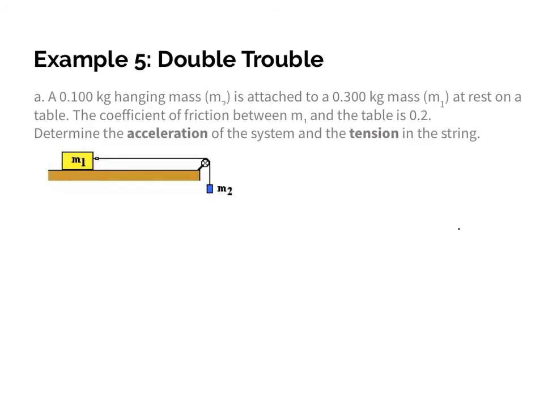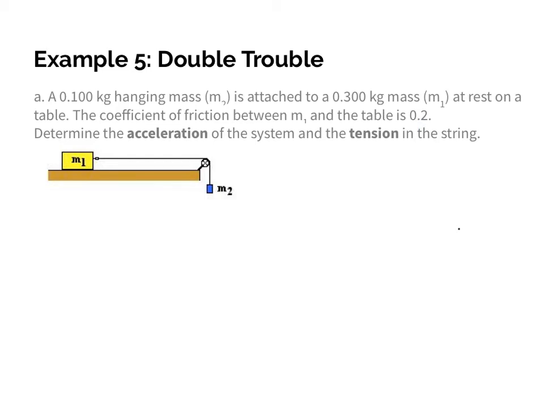All right, last example here, we're going to look at the old double trouble two-mass system going on here. So you'll notice that I have mass 2, which is suspended off of a string, and mass 1, which is resting on a surface. You're given the mass of each object, a 0.1 kilogram mass and a 0.3 kilogram mass. You're given the coefficient of friction on the table, which is 0.2. So our goal is to find the acceleration and the tension in the string.